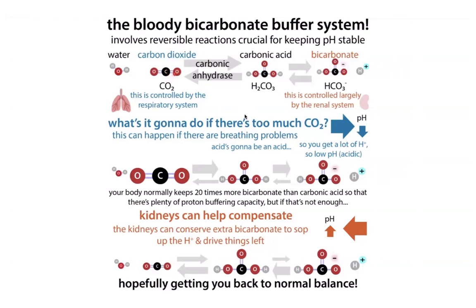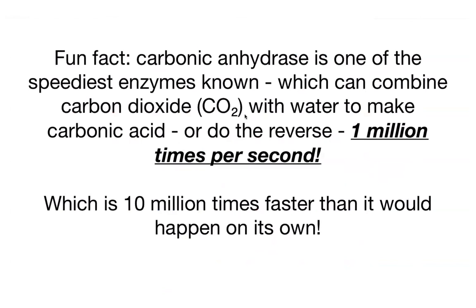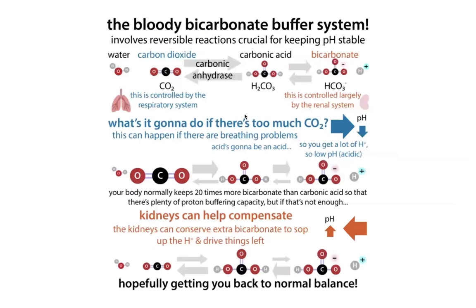This carbon dioxide is then going to react with the water with the help of this super duper cool enzyme called carbonic anhydrase. That carbon dioxide is going to react with the water to form carbonic acid and bicarbonate. And so, fun fact, carbonic anhydrase is one of the speediest enzymes known. It can combine CO2 with water to make carbonic acid, or do the reverse, 1 million times per second, which is 10 million times faster than it would happen on its own. So hope this gets you excited about our upcoming section on enzymes, because this is just one of the coolest ones.